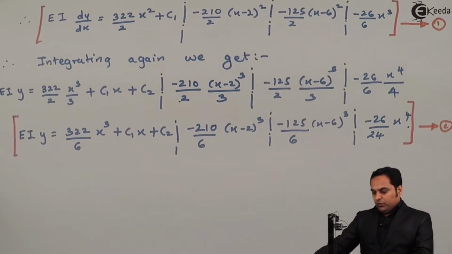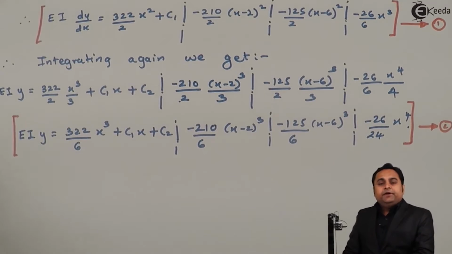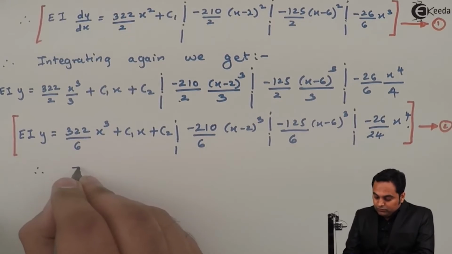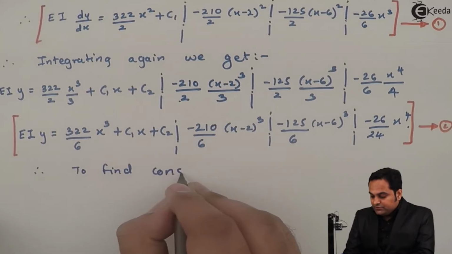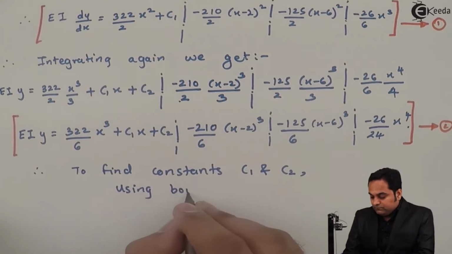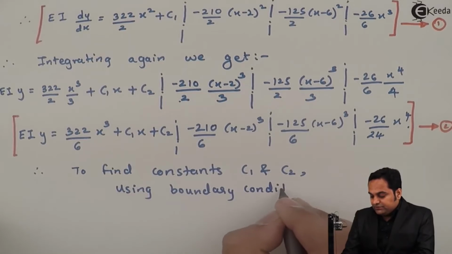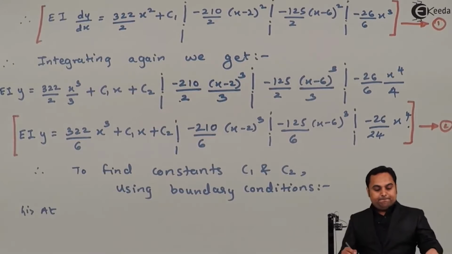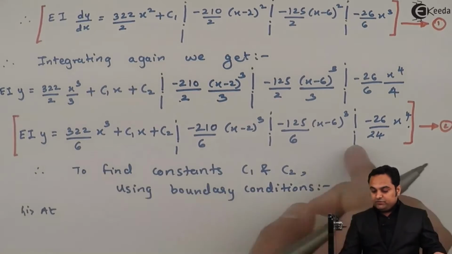But now when we look at equation 1 and equation 2, in both the equations there are constants c1 and c2, so we need to find out the values of these constants, and that can be calculated by using the boundary conditions. So I'll say that therefore to find constants c1 and c2 using boundary conditions, the first boundary condition, and boundary conditions we have to put in deflection equation, that is in equation number 2.